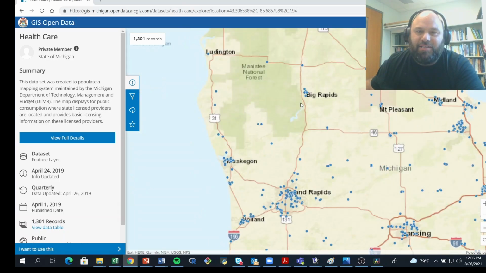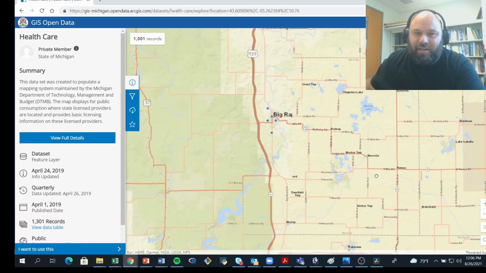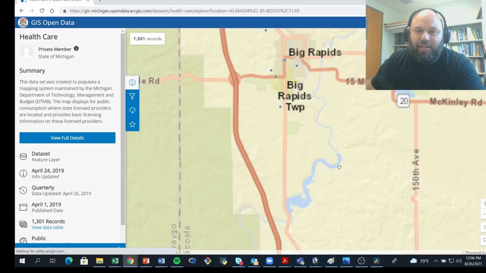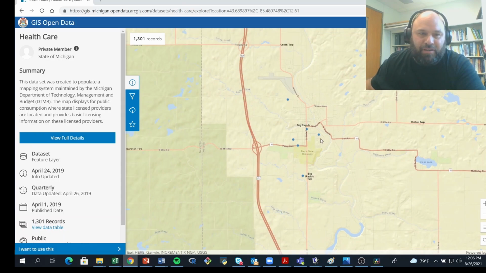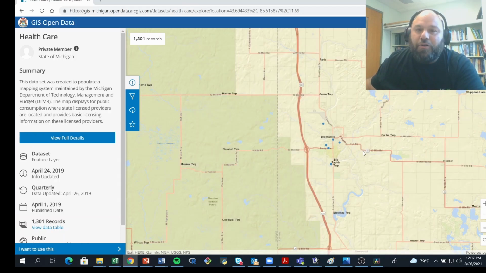That's another nice thing. See, I'm just dragging and using my mouse to zoom in. And you see here in Big Rapids, where I'm located at Ferris, there's a very small number. And for those of you familiar with the area, our major healthcare provider is Spectrum Health, which serves all of Mecosta County.